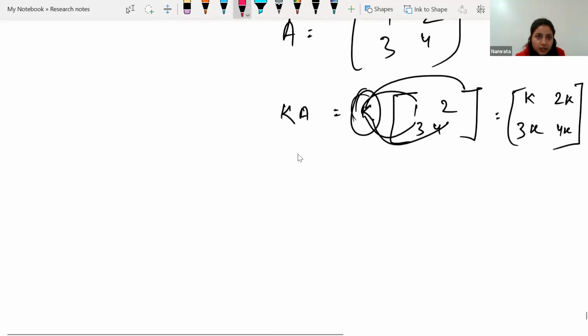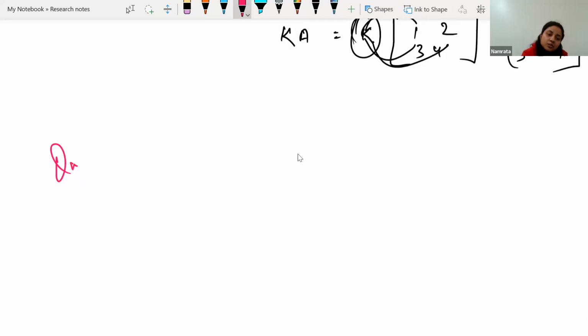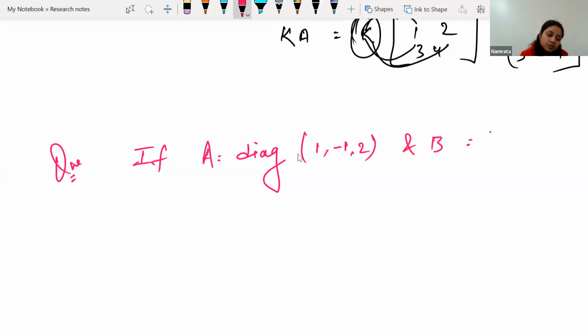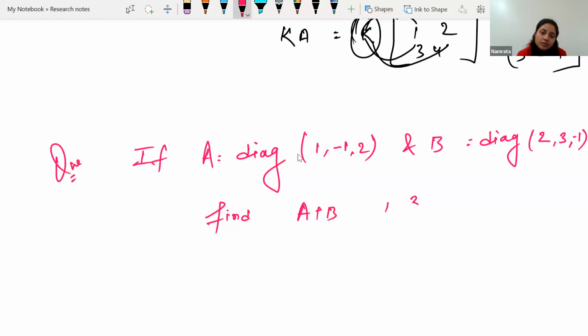A few questions based on the diagonal matrix. The question says, if A is equal to the diagonal matrix 1, minus 1, 2, and B is equal to the diagonal matrix 2, 3, minus 1, find A plus B and 3A plus 4B.